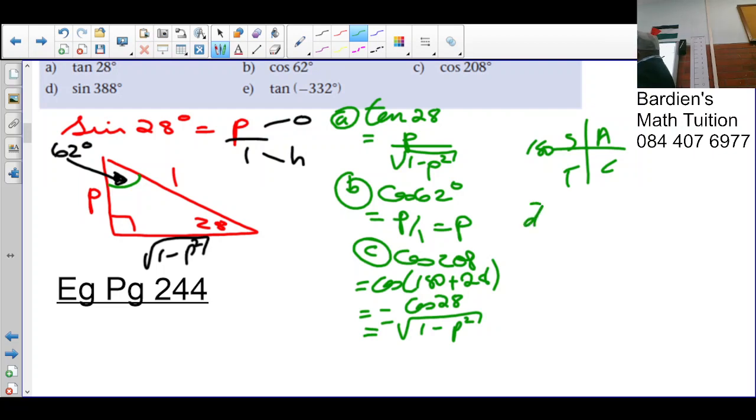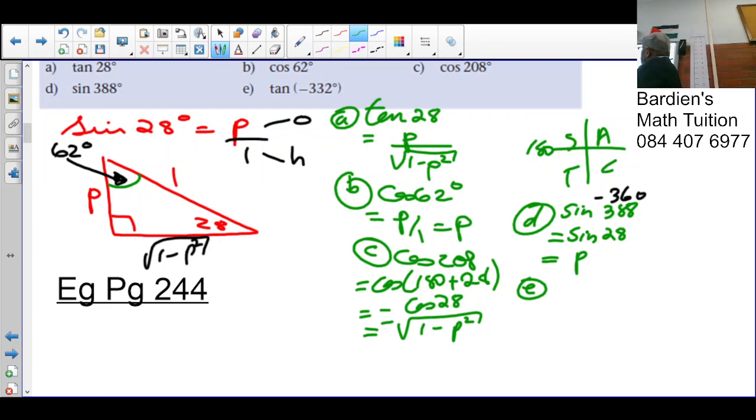Let's look at D. Sine 388. This is over 360, not so? So I subtract 360 from that. What do I get? 28. What is sine of 28? Sine stands for opposite over hypotenuse. So it's going to be P over 1, which is P.